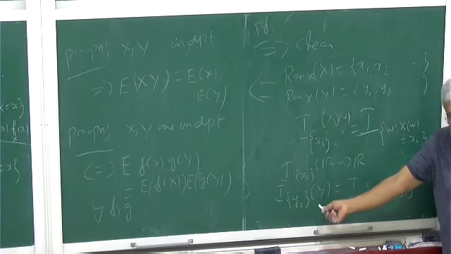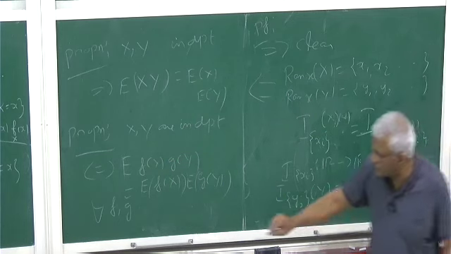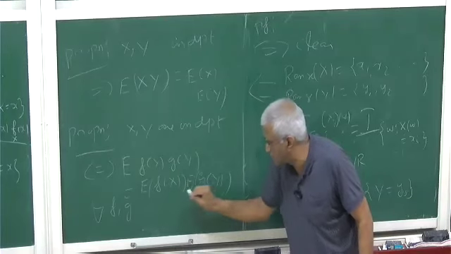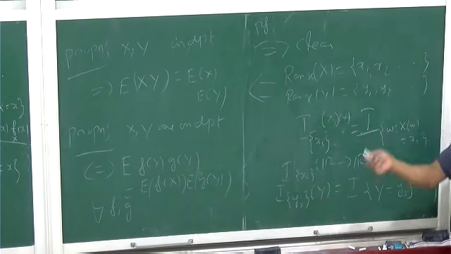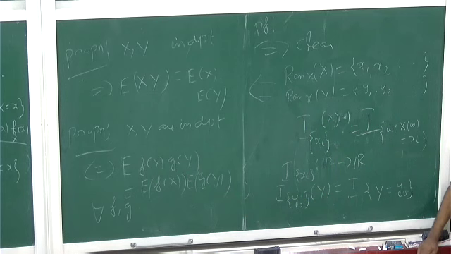This is your f, this is your g. If you assume this condition, E of f of X, g of Y equals this, then f of X and g of Y satisfy that. That will imply the definition of independence. Straightforward. I will recall it. If you don't understand, you will do it next time.